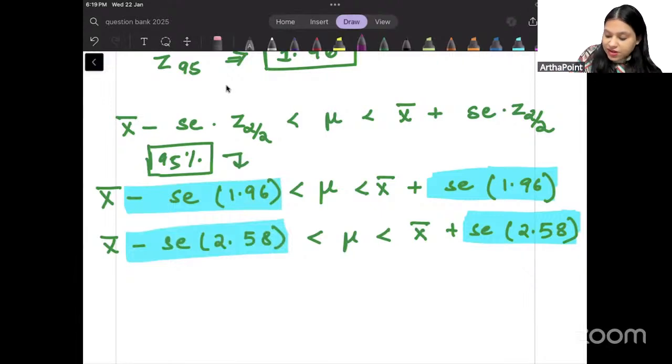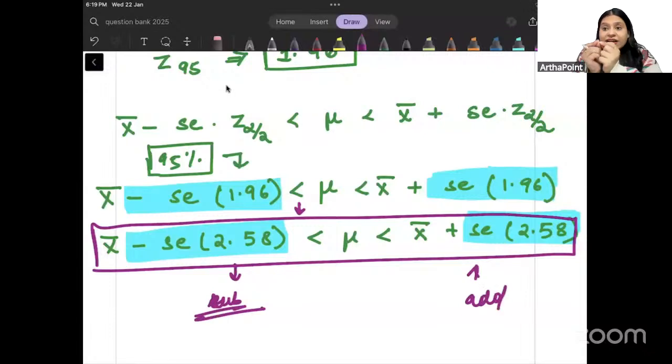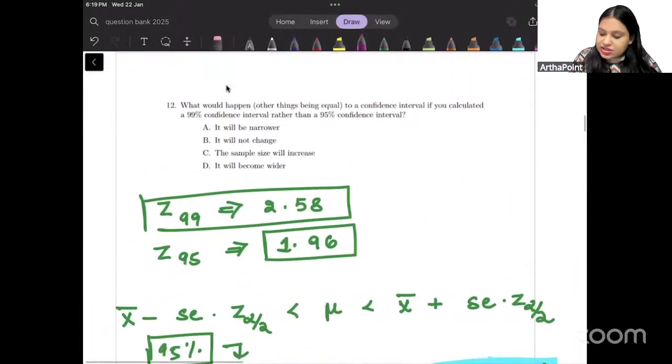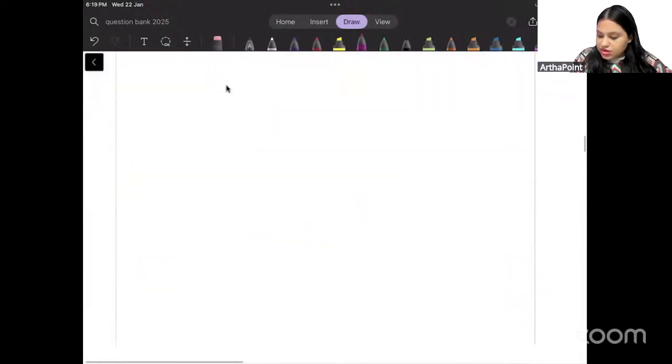So when we compare, we are subtracting more here and we are adding more here. It means that we are creating a wider interval. We are adding more on this side and subtracting more as well. So we are creating a wider interval. So you are correct. Yes, the 99% confidence level will be wider as compared to the 95% confidence level. That is the correct answer. Okay, come to the next question.